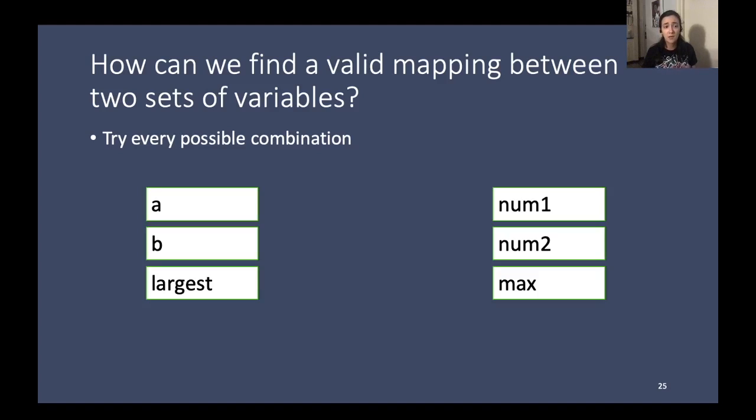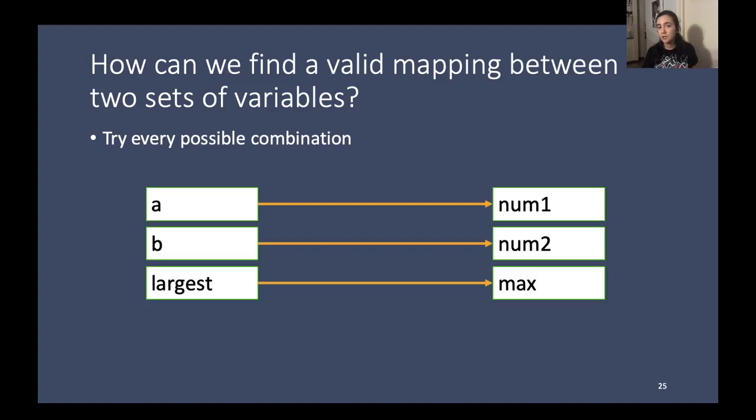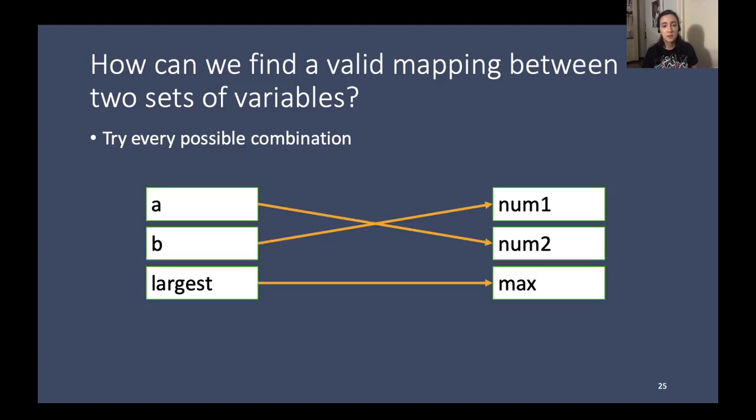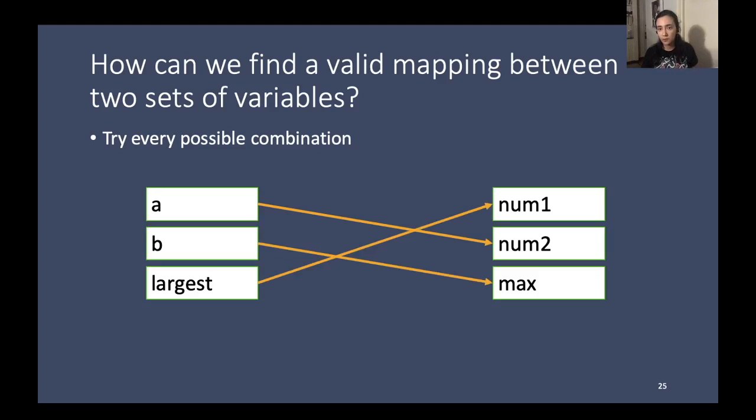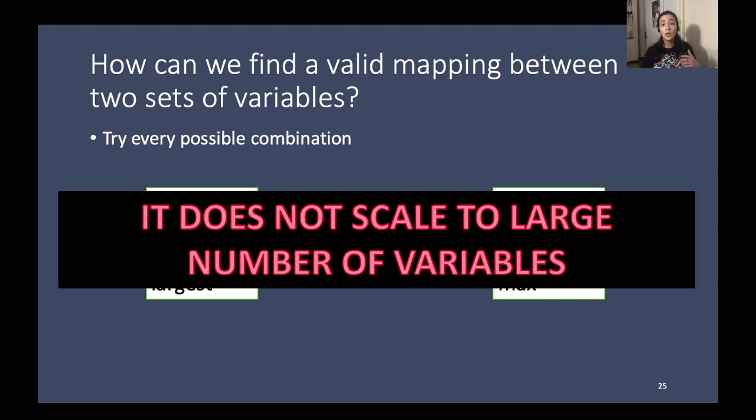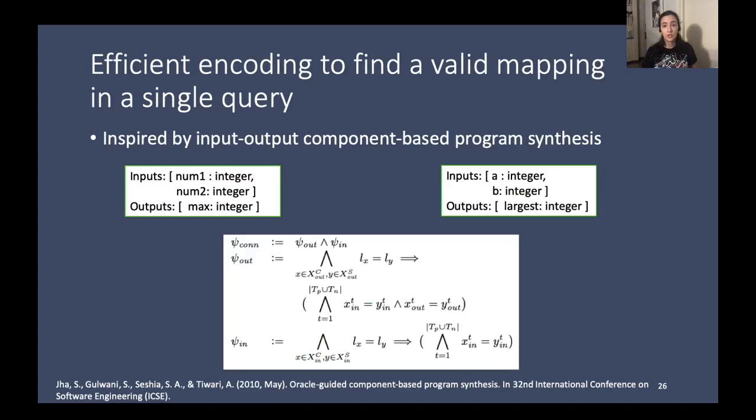So here we have a, b, and largest on one side, and num1, num2, and max on the other side. One option is to try all possible combinations. So we'd first try this one, then try this combination, and so on and so forth. Obviously, this approach does not scale to a large number of variables, which is pretty common in real-world programs. So this is one of the key innovations that allows SOSRepair to scale to large programs.